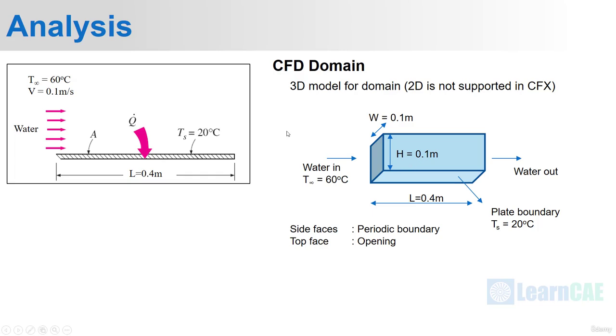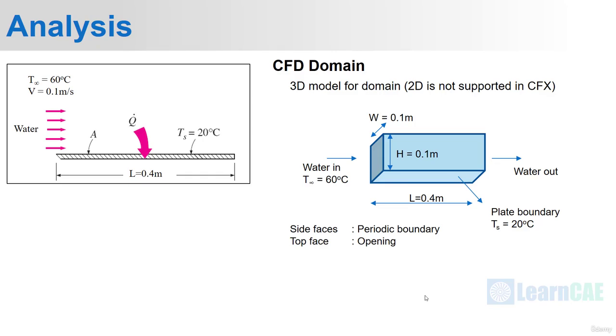Okay, we need not take the entire width of 1 meter to solve the problem. We can take 0.1 meter width and we can multiply the results by 10 to get the entire heat transfer rate over this flat plate. Okay, the side faces will be given as periodic boundary condition and the top face will be given as opening condition. This is equivalent to free stream boundary condition.